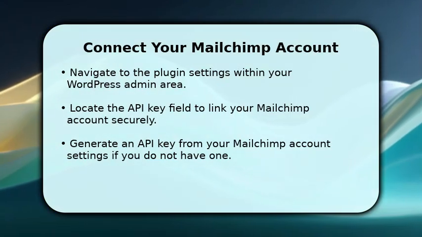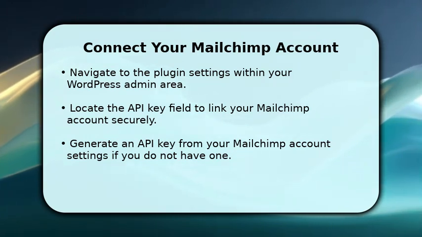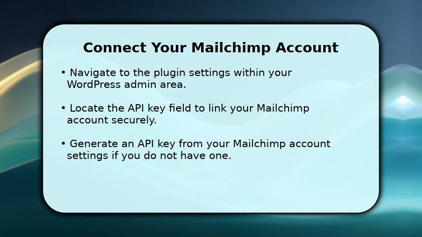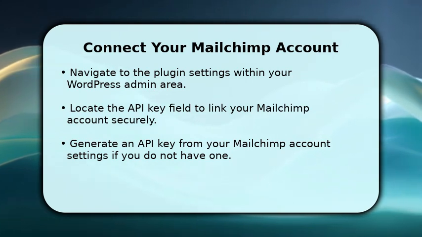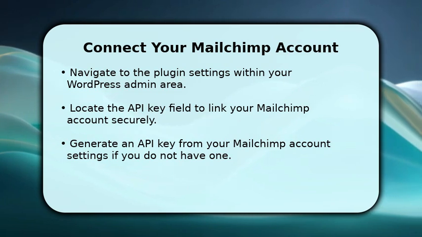Next, you will connect your Mailchimp account. Go to the newly installed plugin settings page in your WordPress admin. You will find a field requesting your Mailchimp API key. This key acts as a secure bridge between your website and your Mailchimp audience.